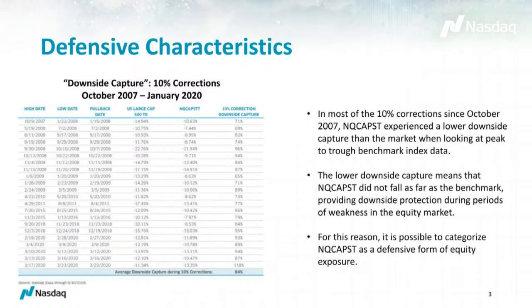Now, again, it doesn't do that for every correction or every volatile move in the market, but at least for 84% of the time, it held up better than the benchmark we were looking at. So it does provide some defensive downside protection. That's primarily because it's going to be allocating towards high quality companies, as well as companies that have lower standard deviations from a historical standpoint.